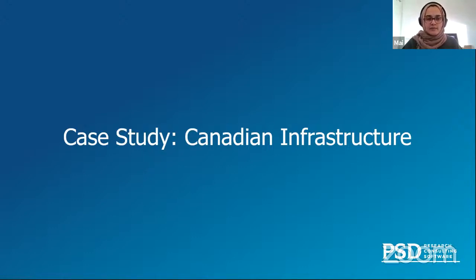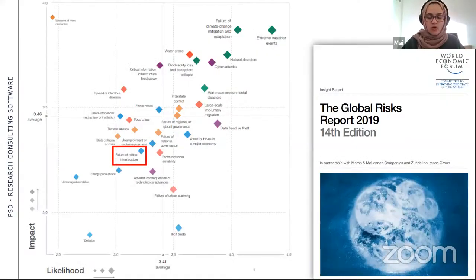Now, looking at that bigger lens, as I said, from an international perspective, even before we go into the Canadian perspective, this is a graph from the Global Risk Report from 2019 that was developed by the World Economic Forum. And they basically show the major risks that countries internationally struggle with. So you'll see on the x-axis, or that horizontal axis, you have the likelihood of that risk, the probability of that risk. And on the vertical, or the y-axis, you have the impact or the consequence of that risk.